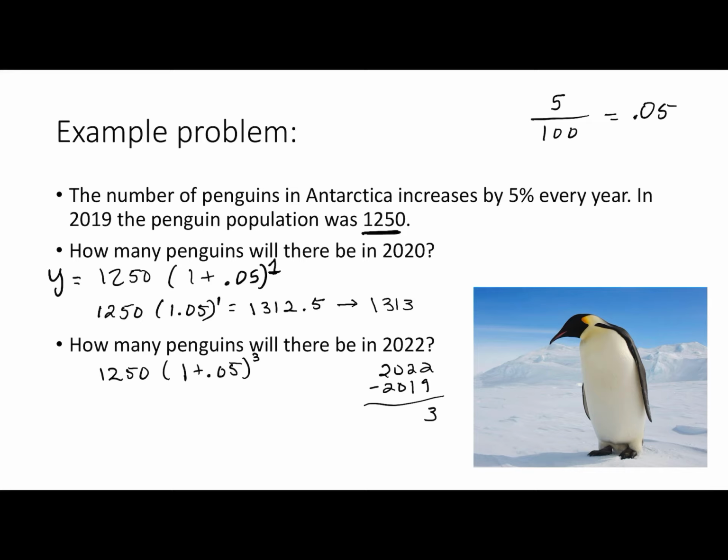If you're getting confused by that, just remember it's just the number of years. It increases by 5% every year, so in 3 years, it's going to increase by 5% 3 times. So 1 plus 0.05 to the power of 3 is what we want to write down there. And then we just multiply. We have 1250 times 1.05 to the power of 3.